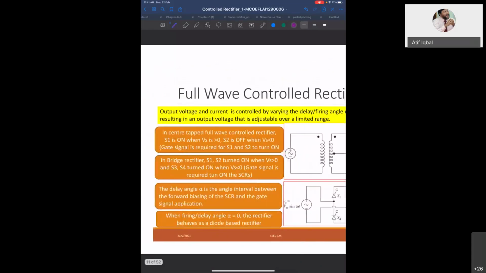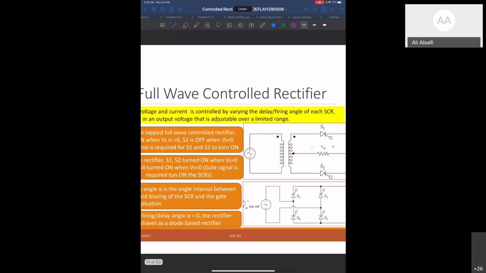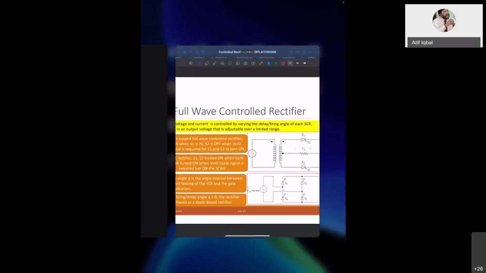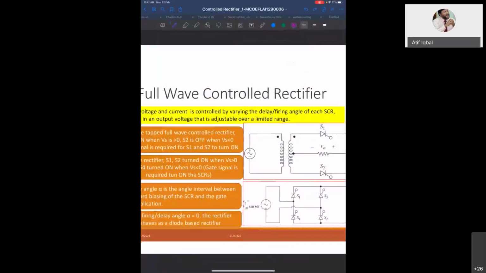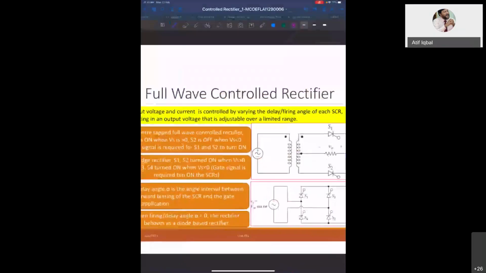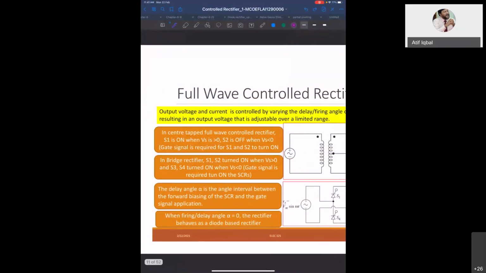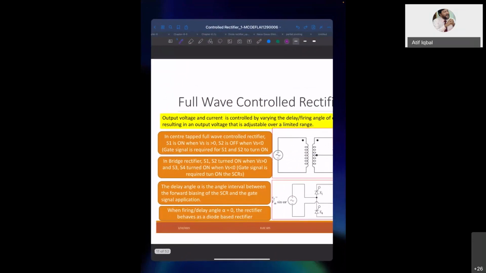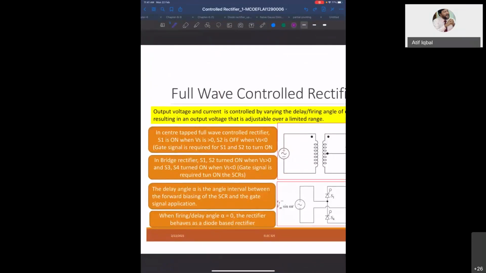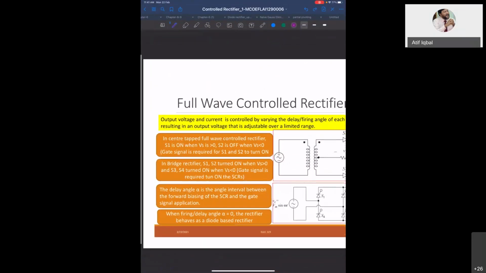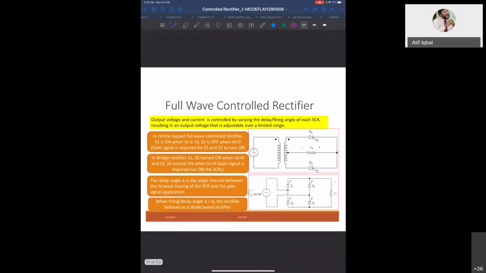Yes. Now let us see the full wave rectifier. Again, you have two versions. One is called the center tapped, another is called the bridge rectifier. So this is center tapped, this is bridge rectifier.